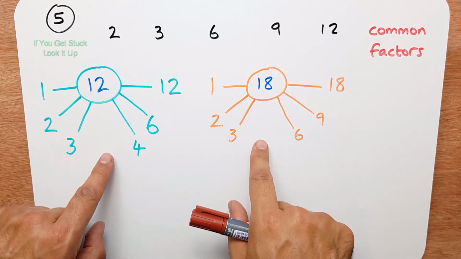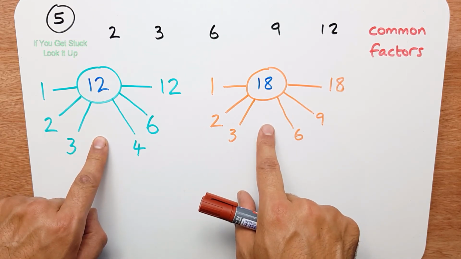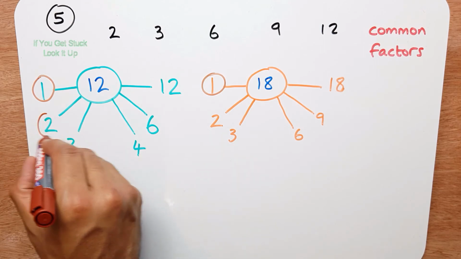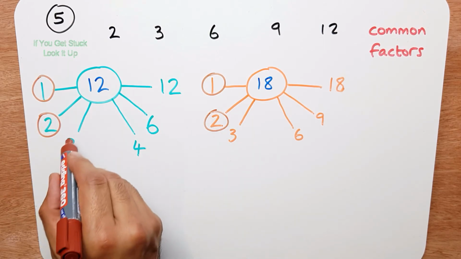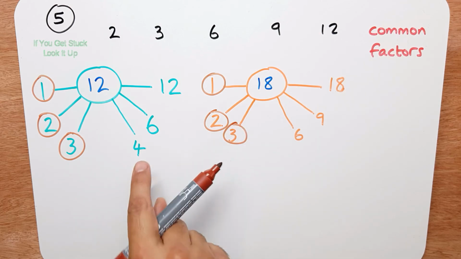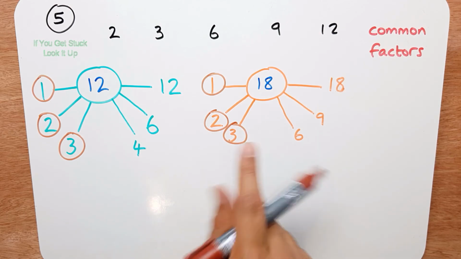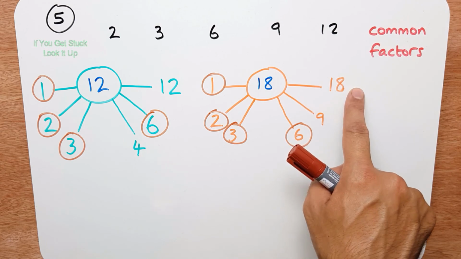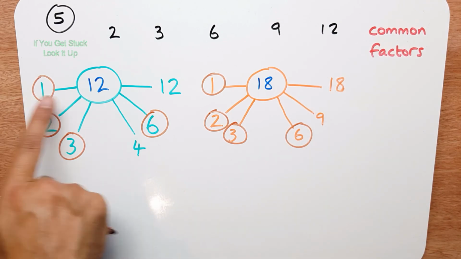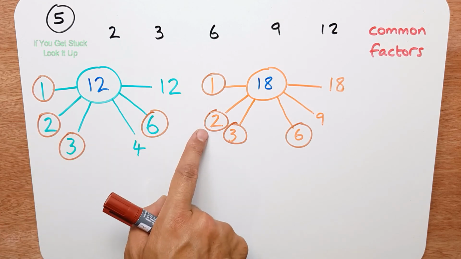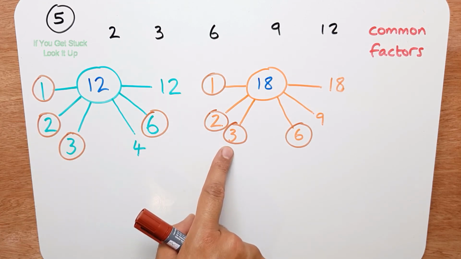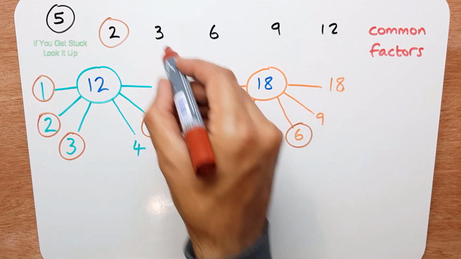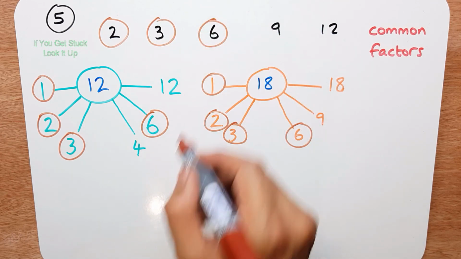Now I need to ask myself which factor is in this list and this list. So let's have a look. 1 and 1. 2 and 2, 3 and 3, there's a 4 here, there's no 4 there, 6 and 6, there's a 12 here and there's no 12 there, and that's it. So 1 is the same, 2 is the same, 3 is the same, and 6 is the same. So from this list that they gave us, 2, 3 and 6 are common factors.